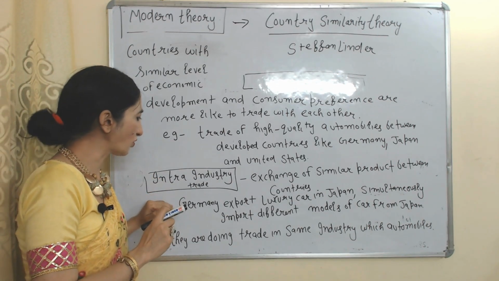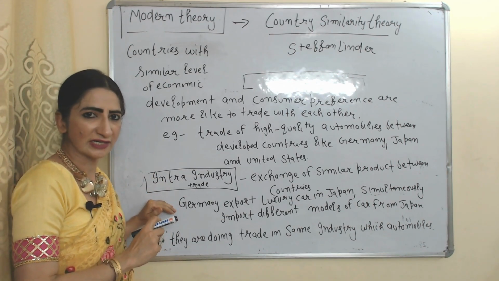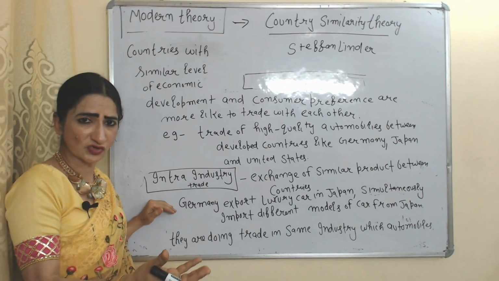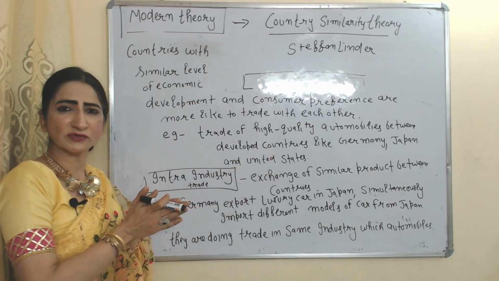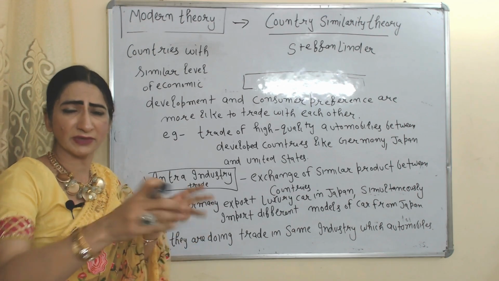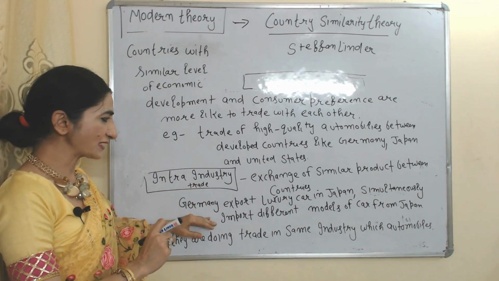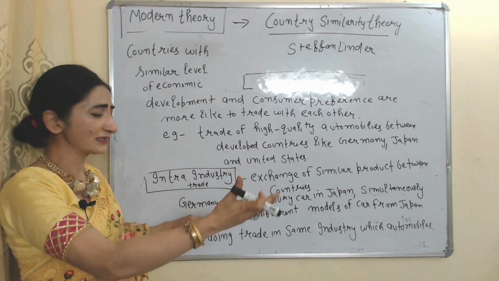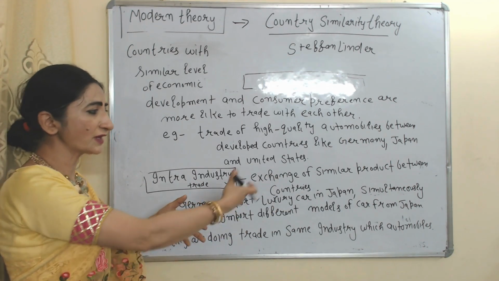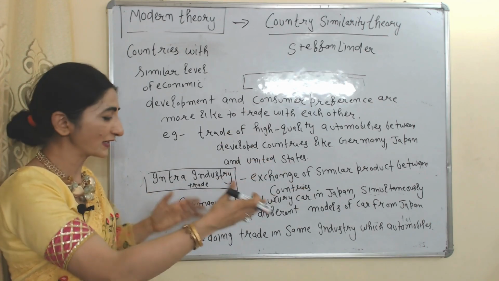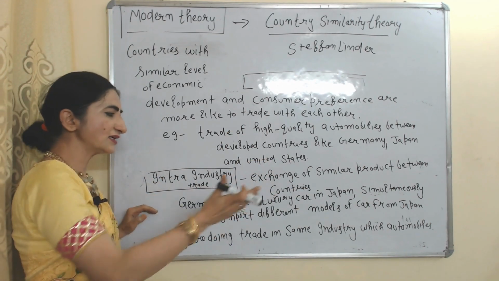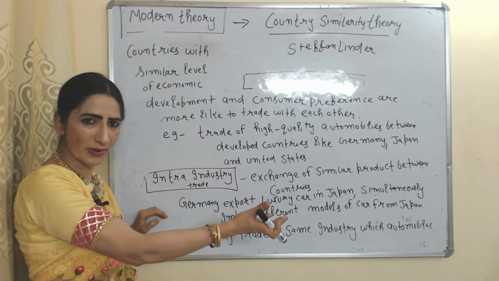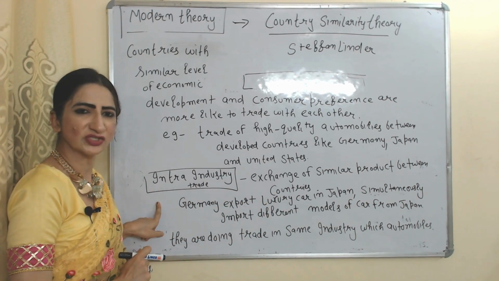This theory also talks about intra-industry trade. That means trade in the same industry, or we can say the exchange of similar kind of products between countries. For example, Germany exports luxury cars to Japan. Simultaneously, it imports different models of cars from Japan. That means they are doing trade in the same industry, which is automobile. It will be called intra-industry trade.